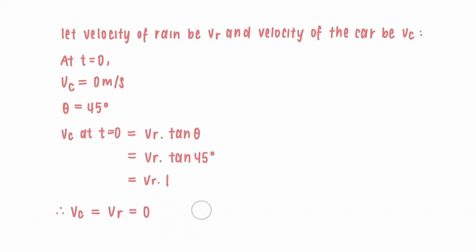And earlier on, we have solved that VC equals 0. Therefore, VC equals VR equals 0. But it is technically impossible because the rain cannot stop mid-air. It will have to fall due to gravity.